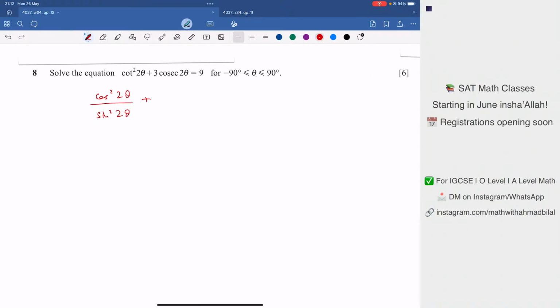And now, what about this? Cosecant is 1 over sine, so it becomes 3 over sine 2 theta. On the other side, we've got 9. Okay, what do we do now? We could take LCM on the left side and see what that gives us. Cos square 2 theta plus 3 sine 2 theta divided by sine square 2 theta, that equals 9.